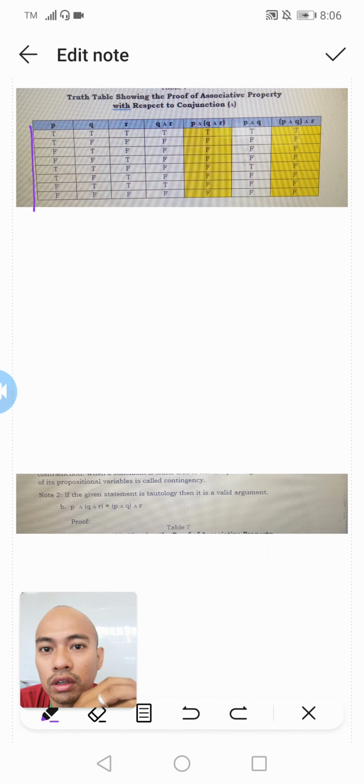Okay? Now, since we are proving the left portion of the given associative property, which is P and the quantity Q and R, ang gagawin natin, we first do the enclosed parenthesis statement, which is the Q and R. So, for now, we will concentrate on the rule under conjunction. Please recall that the rule of the conjunction is: the compound statement P and Q is true when both P and Q are true, otherwise it is false.